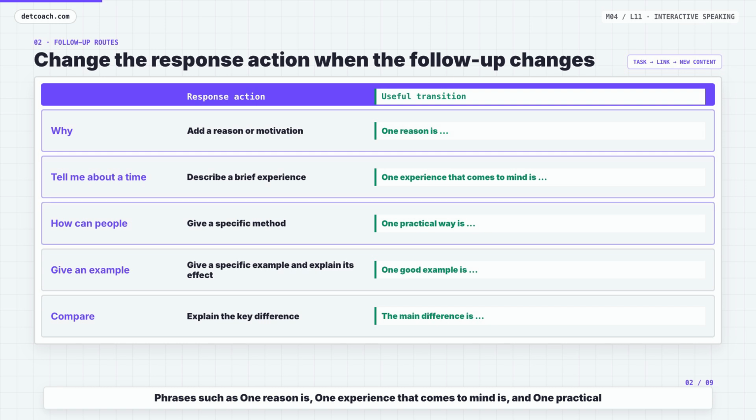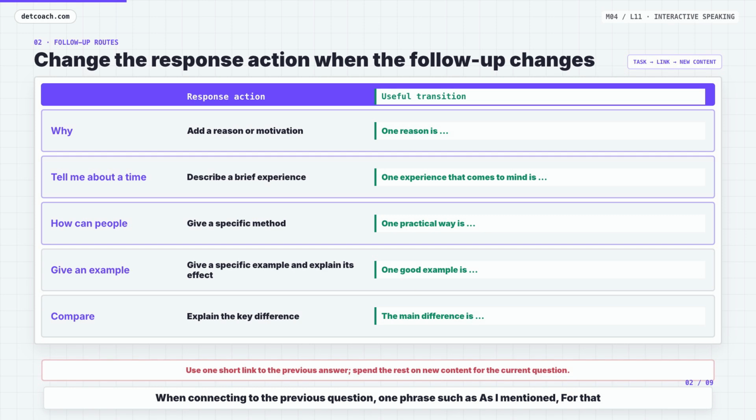Phrases such as one reason is, one experience that comes to mind is, and one practical way is help you begin responding to the current task quickly. They only introduce the answer to this question, so follow them immediately with new content. When connecting to the previous question, one phrase such as I mentioned, for that reason, or another example is enough. Do not repeat your entire previous response simply to make the answers consistent.